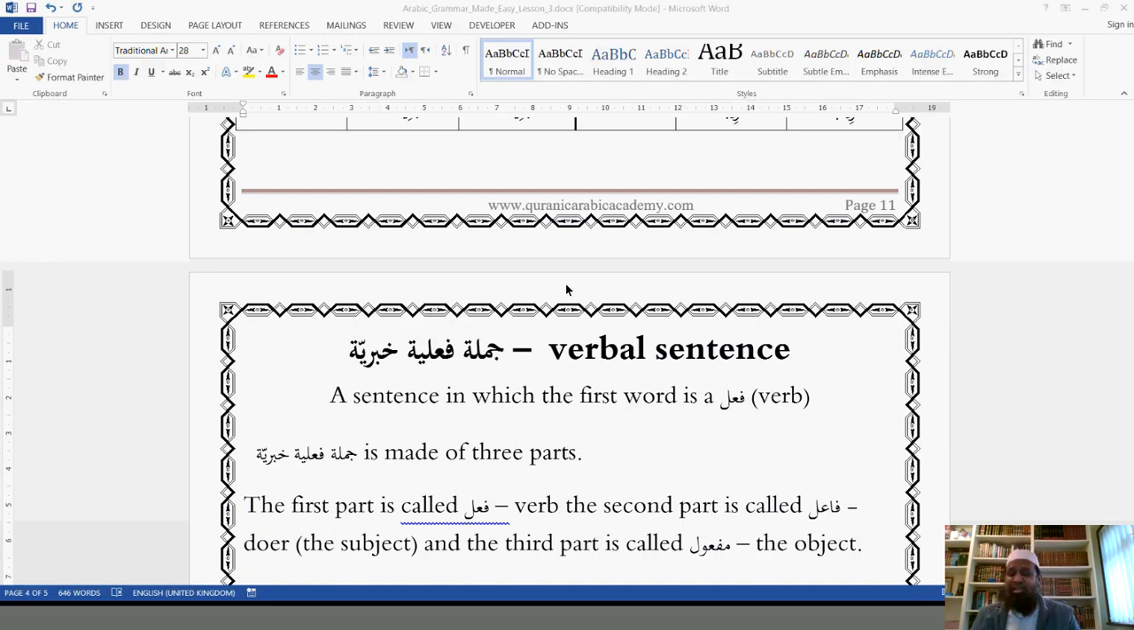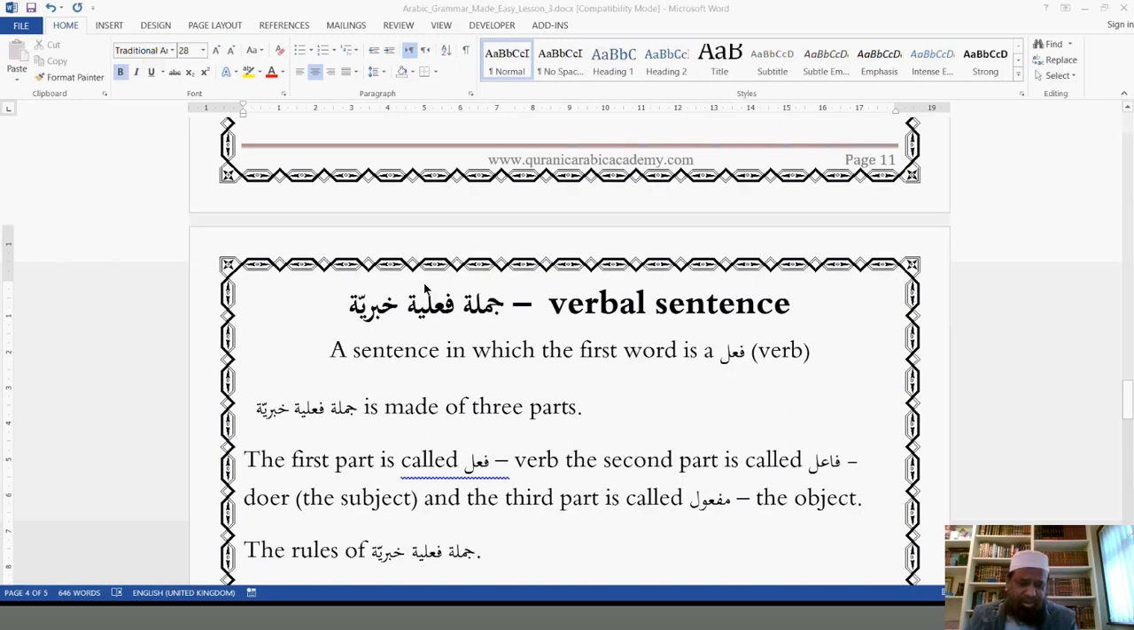So remember, fa'il is called the doer, and maf'ul is called the object. Fa'il, in grammar, we said the subject. But to easily remember, fa'il means the doer. Okay, let's see the rules of Jumla Fi'liya Khabariya. What are the rules?